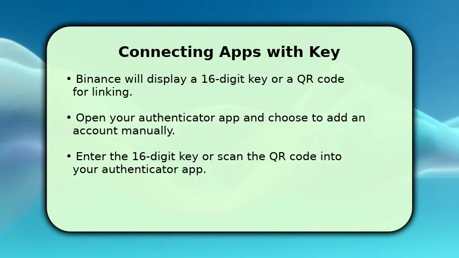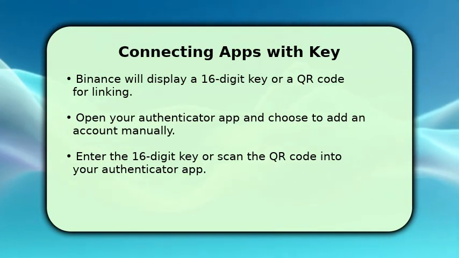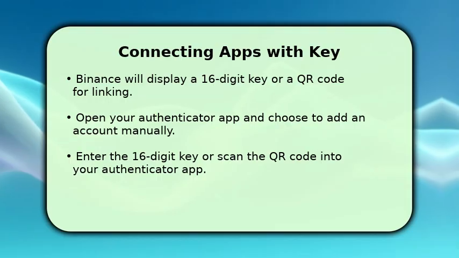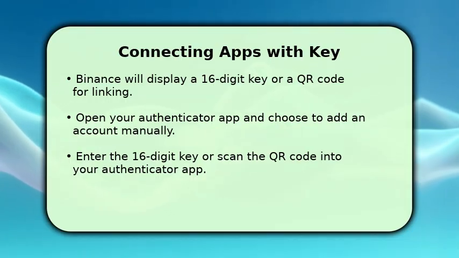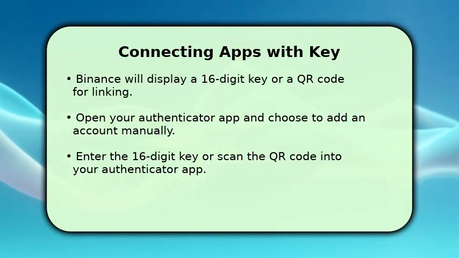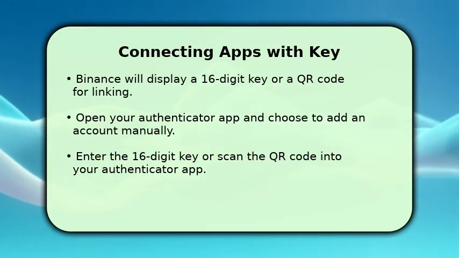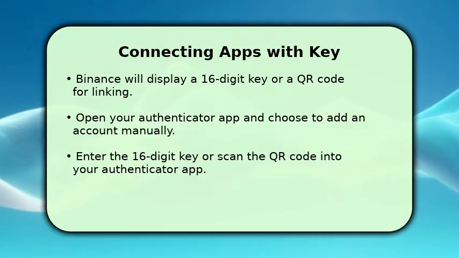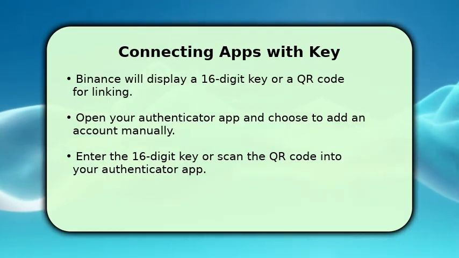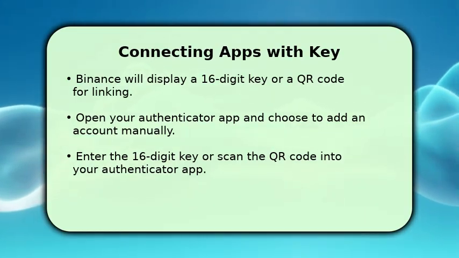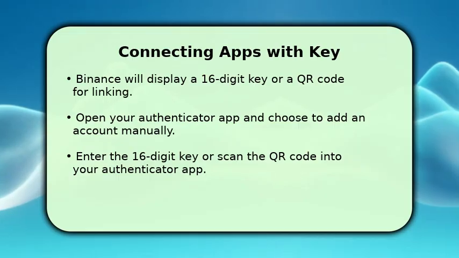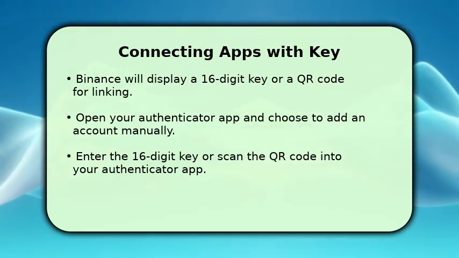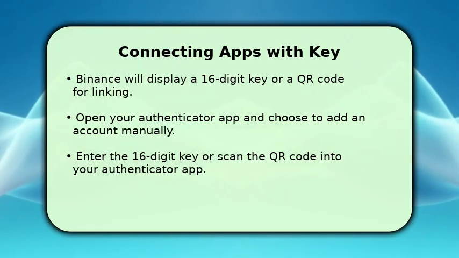After verification, Binance will present you with a 16-digit secret key and often a QR code. This key is vital for linking your accounts. Copy this key or prepare to scan the QR code. Now, open your Authenticator app, tap the plus sign, and select Enter a setup key or Scan QR code. Paste the 16-digit key or scan the code, then name the account something clear like Binance for easy identification.